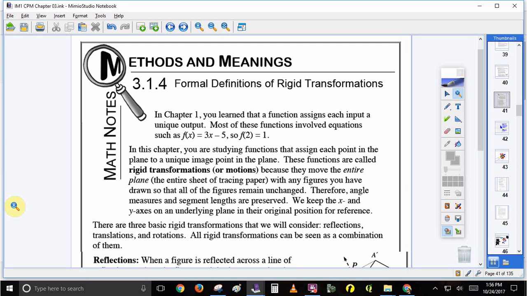Alright guys, we're going to take a look at another math notes today. This is math notes 3.1.4. Pi math notes. Actually, this has nothing to do with pi. We're going to talk about the formal definition of rigid transformations.